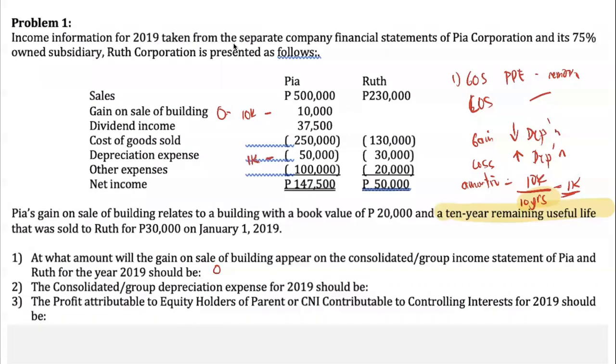Okay. So after that, how much then is the consolidated or group depreciation expense? 30 plus 80 less 1,000. That is the amortization. How much is our depreciation expense? 79,000.